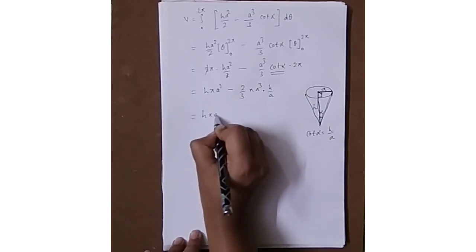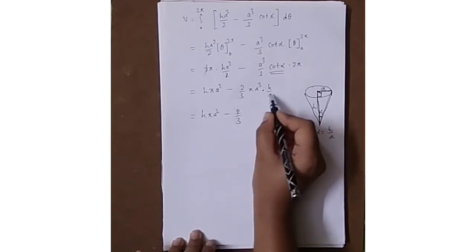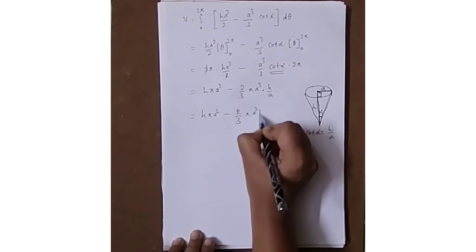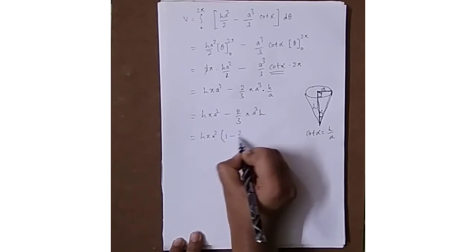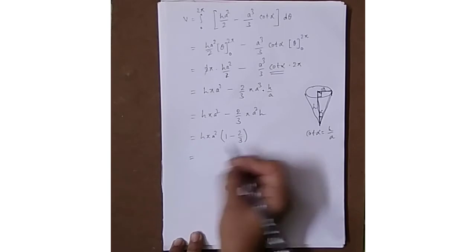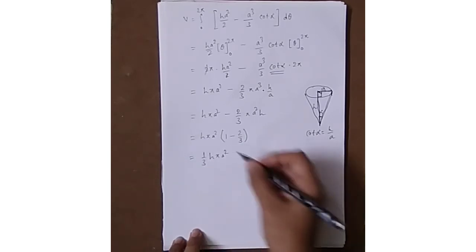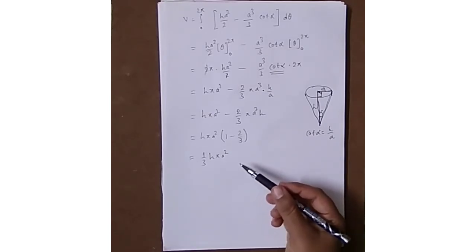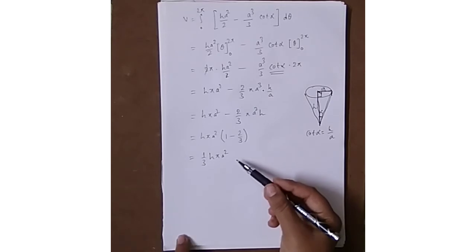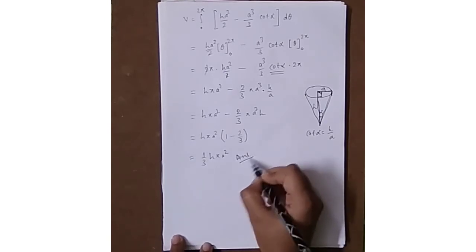So if I put here cot alpha equal to h upon a, the volume is equal to h pi a square minus 2 by 3 pi a square h. Taking h pi a square common, we get 1 minus 2 by 3, so that is 1 by 3, into h pi a square. So finally we have seen that the volume of the cone is 1 by 3 h pi a square, which is our answer.